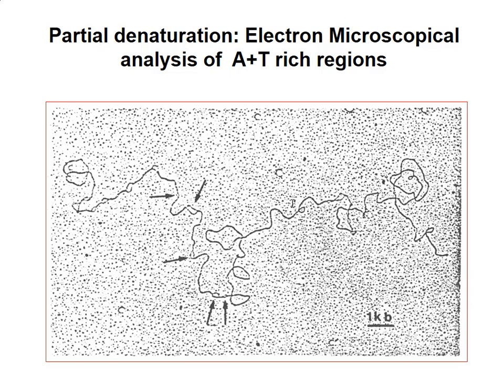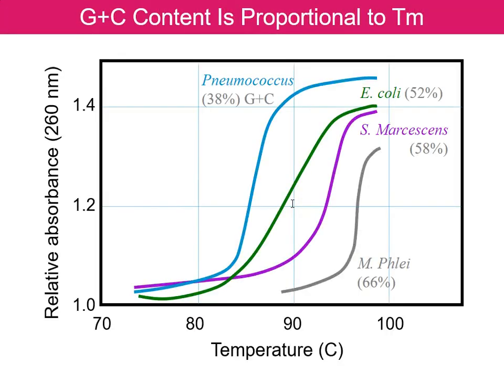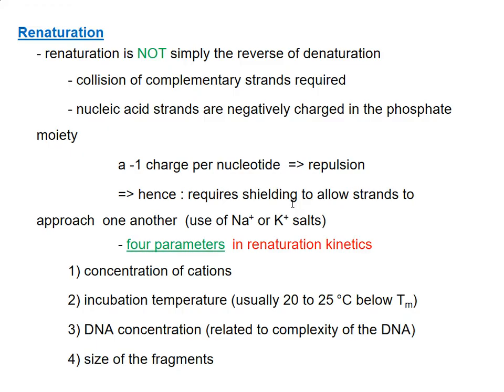This is the electron microscope photograph of real DNA. See here, some denaturation, some single strand, some separation. As I told you, more GC content means more temperature. This is the temperature, this is the GC content. More GC, 38%, 52%, 58%, shifts from left to right, from low to high temperature. So one is denaturation, and if you denature, then renaturation.